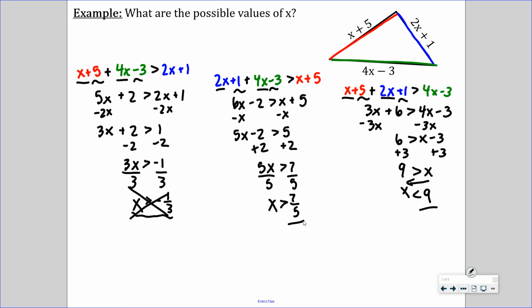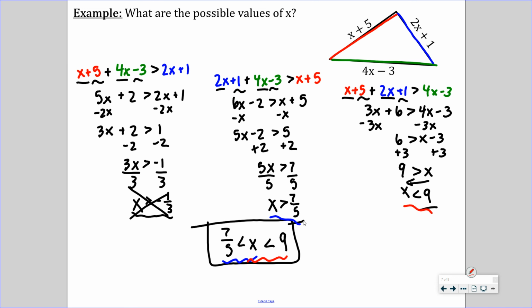So of my two numbers, the smaller one is 7/5. The larger one is 9. So x has to be somewhere in between 7/5 and 9. And again, that matches up with my findings here. This says x has to be greater than 7/5. This says x has to be less than 9. You just share the x. Sandwich it. Okay. Any questions so far? Not bad, right? Pretty easy lesson.